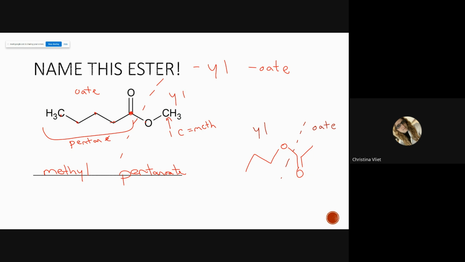So then how many carbons are here? 3. Propyl. How many carbons here? Prefix for 2? Eth. Ethanoate. So it's ethane, but then you drop the E for the OH. Propyl ethanoate is the structure of this one. All right, what about looking at it in a different manner? What if you saw this?